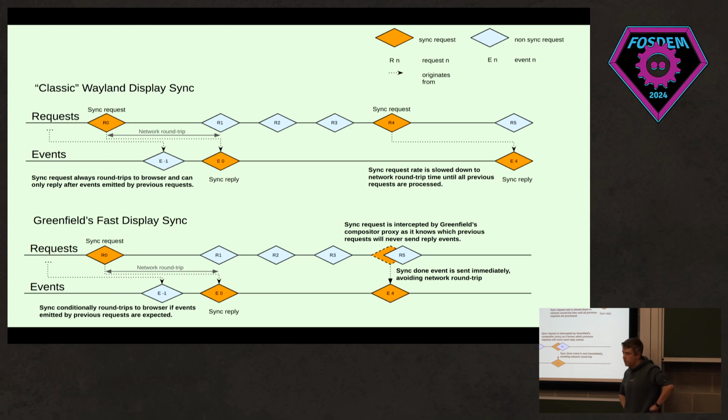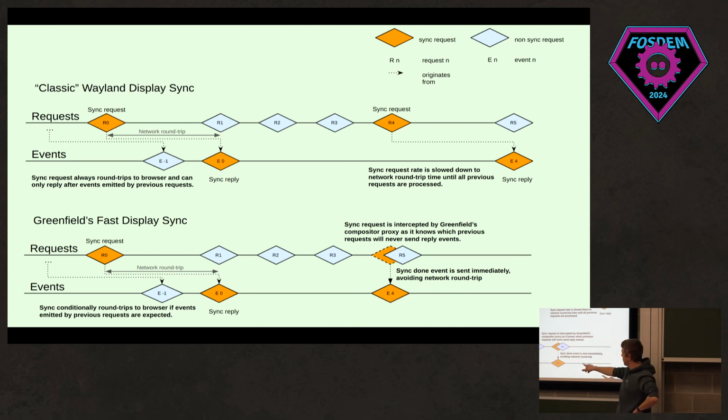The only potential issue you can have there is that you've basically got rid of your throttling. But there is some intermediate protocol to deal with that between the compositor and the proxy on the native side. So this is explained in the picture here. On the top we have the requests that are coming into the compositor in a classic Wayland scenario. On the top right we see, hey, there's a sync request, and it takes a whole network round-trip time before the done event is sent.